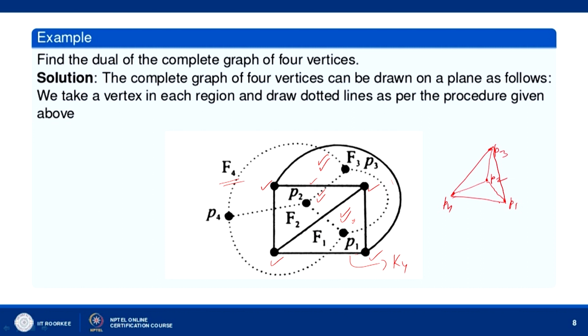Let us note that the number of edges in the given complete graph and the number of edges in the dual graph are equal. Here you can see the number of edges in the given graph: they are 1, 2, 3, 4, 5 and 6. There are 6 edges in the given graph.